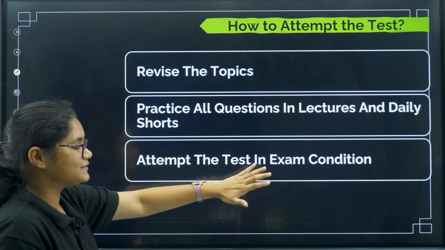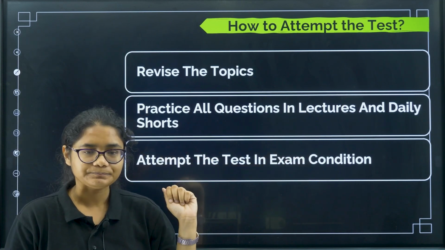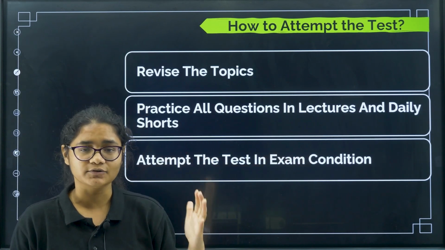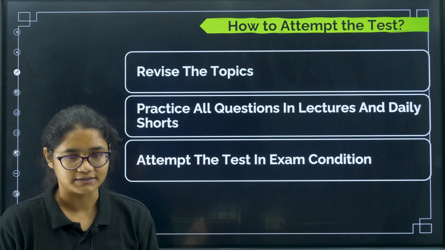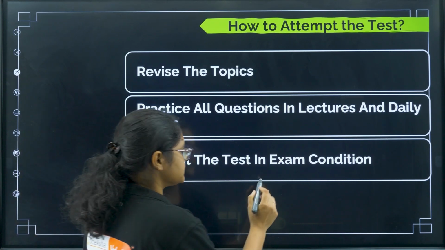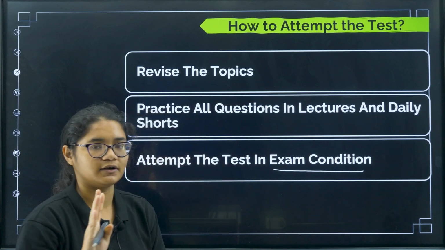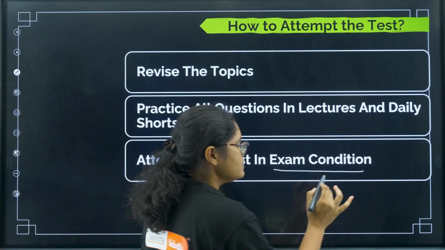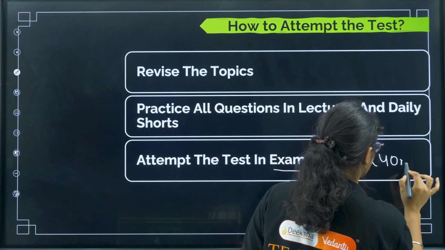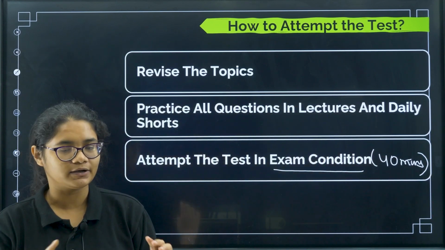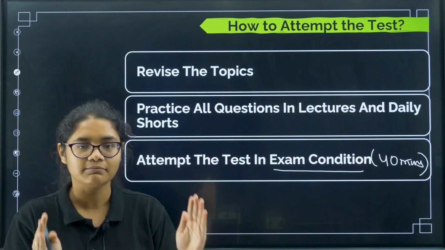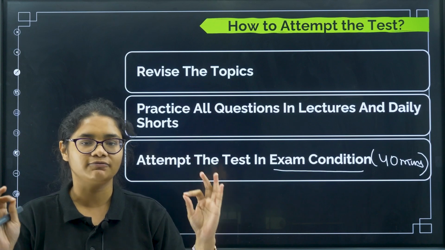Next, attempt the test in exam conditions. You need to have the practice of sitting with focus for a certain time and then attempting your questions. Under exam conditions, you should sit for at least 30 to 40 minutes. For these 30 questions you may take a time of 40 minutes. Put a timer of 40 minutes, sit silently, and do not go here and there at this time. Give 40 minutes fully to the test.